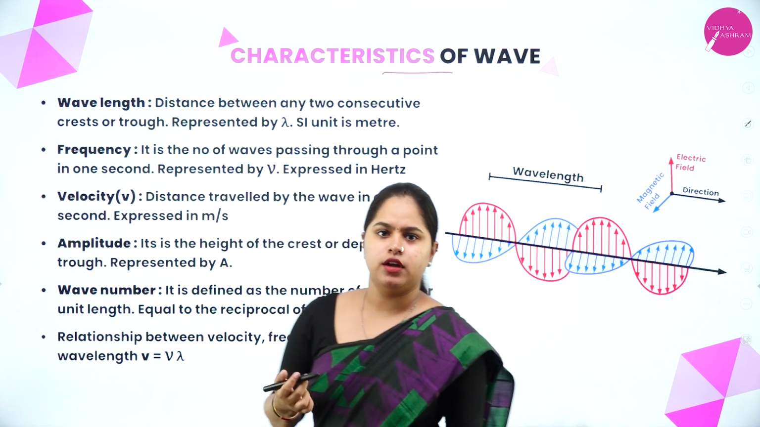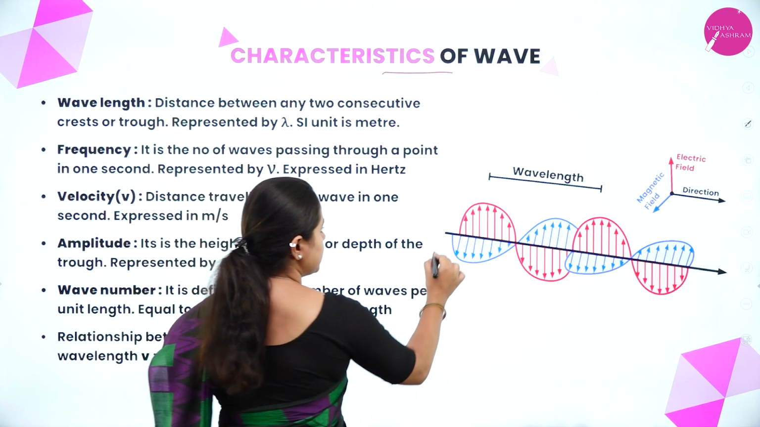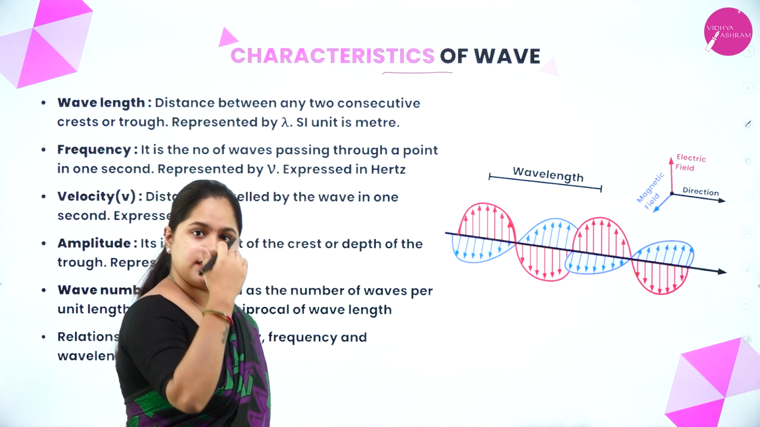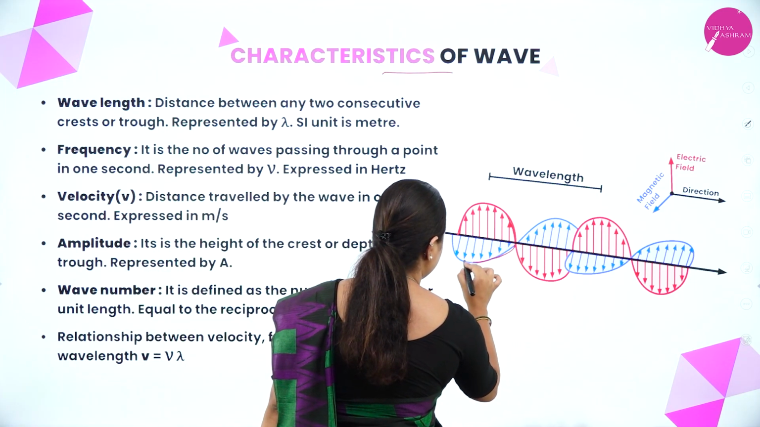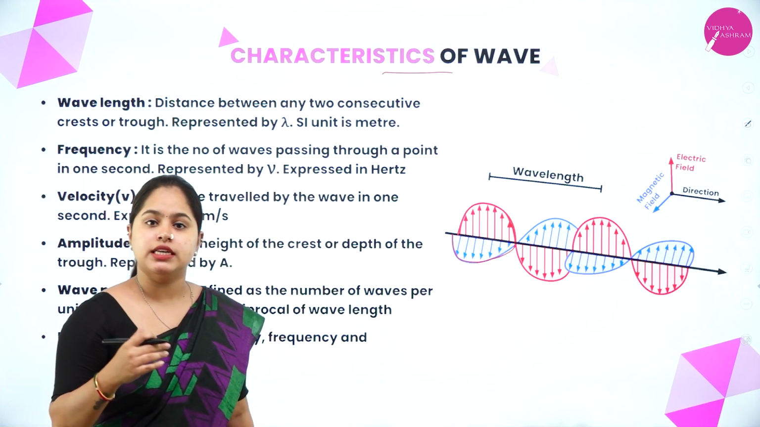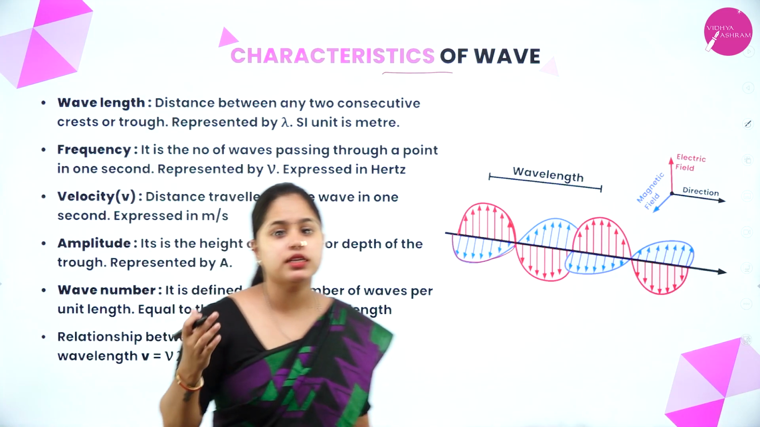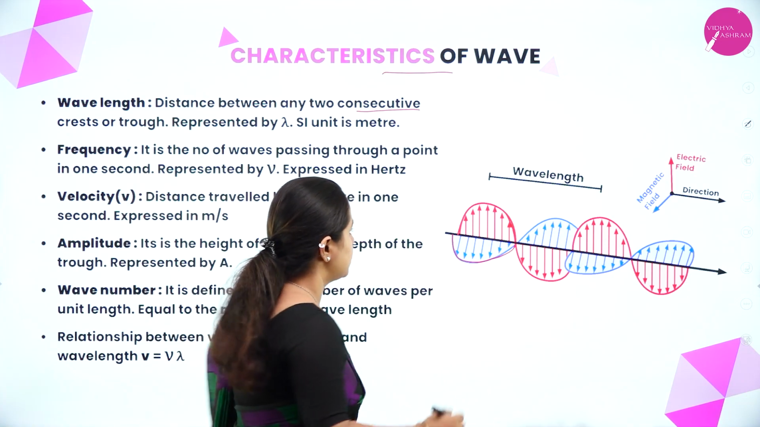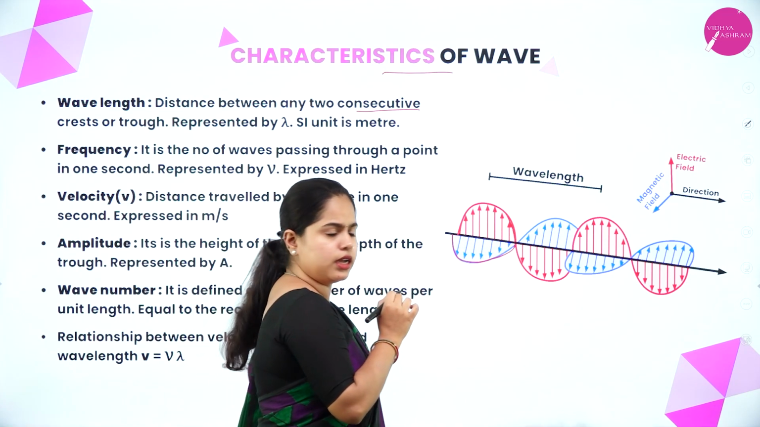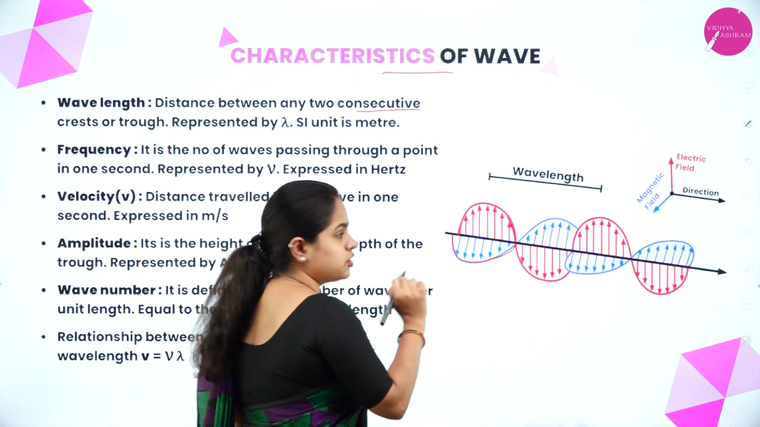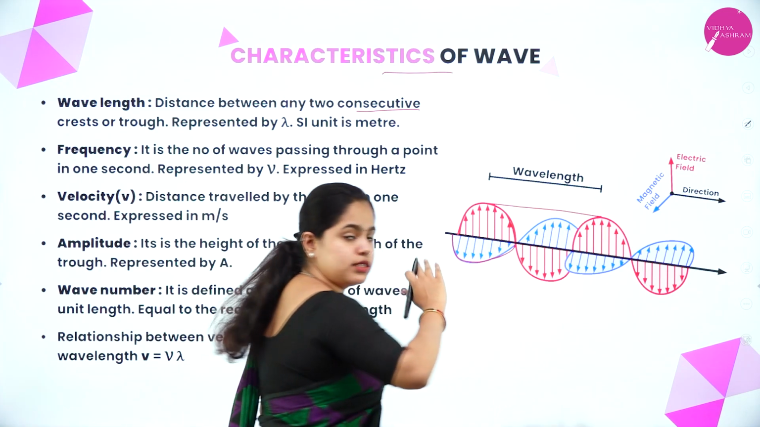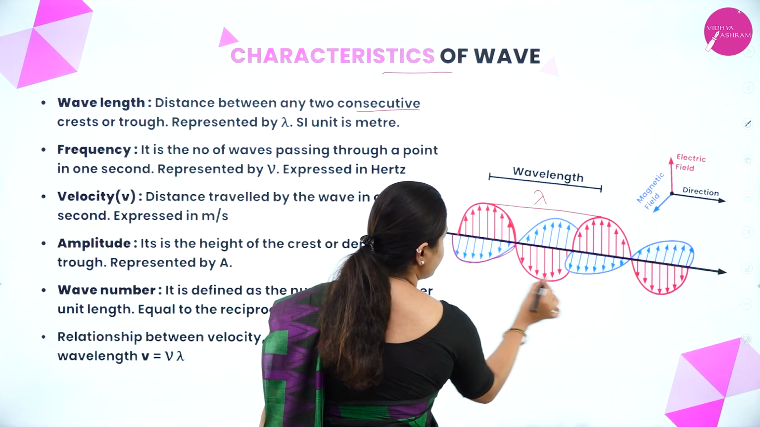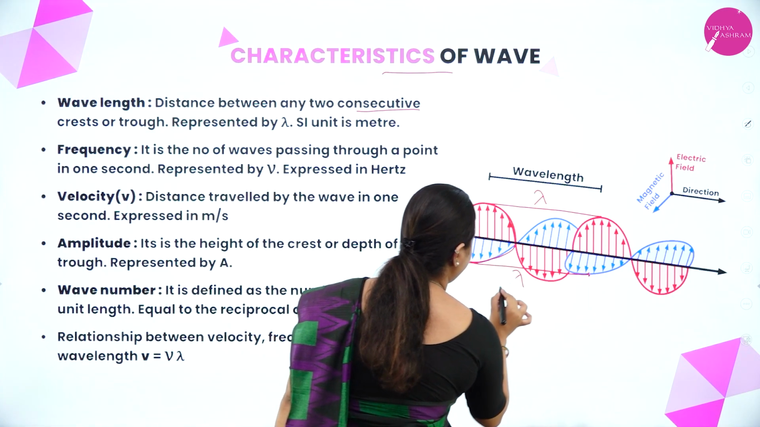So what is a crest and a trough? As you can see in the diagram, on the top part, that is the crest, and this part which is present below the line is called the trough. So what is wavelength? It is the distance between any two consecutive crests or troughs. You can see this is one crest and this is another crest. The distance between these two consecutive crests is called your wavelength, or it can be the distance between two consecutive troughs as well, right?